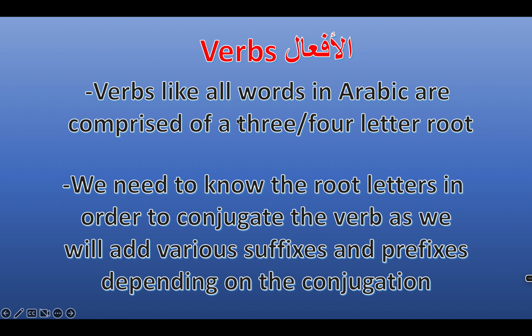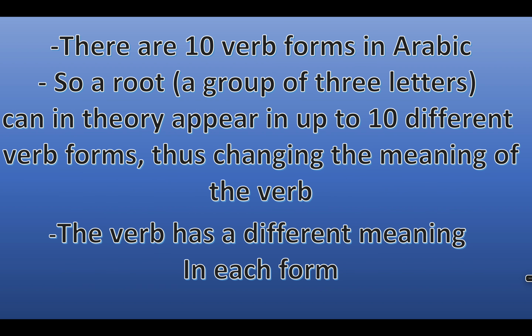الأفعال. Verbs, like all words in Arabic, are comprised of a 3 or a 4 letter root. We need to know these root letters in order to conjugate the verbs, as we're going to add various suffixes and prefixes depending on the pronoun to conjugate the verb. Now, just for a bit of reference, you don't need to know this now, but there are 10 verb forms in Arabic. So a group of 3 letters can theoretically appear in up to 10 different verb forms, thus changing the meaning of the verb depending on the form.